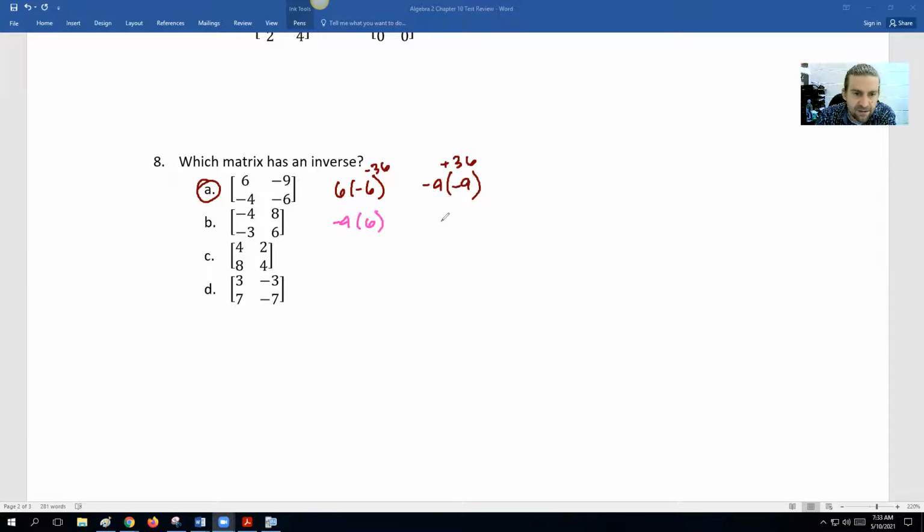Just to double check with the other ones: -4 times 6, is that the same thing as -3 times 8? That's -24, -24. Those are the same numbers, so that won't work out. And right here, 4 times 4 is 16, and 8 times 2 is 16. That doesn't work out. And lastly, 3 times -7 is -21, and 7 times -3 is also -21. They've got to be different numbers. Positives and negatives are technically different numbers. And so A is the only one that has an inverse.